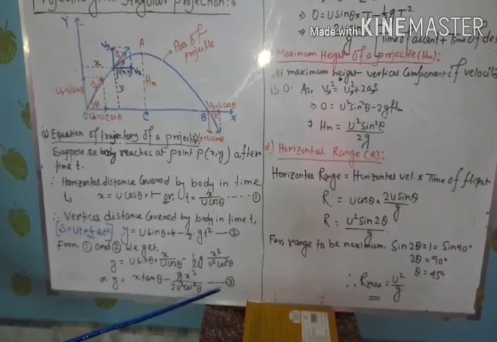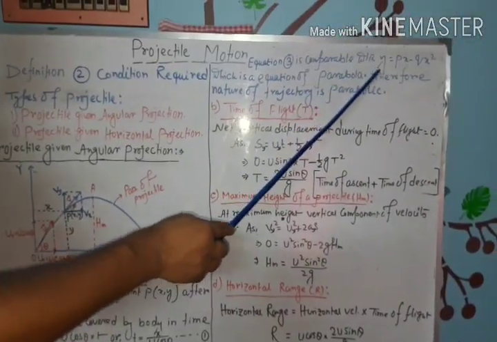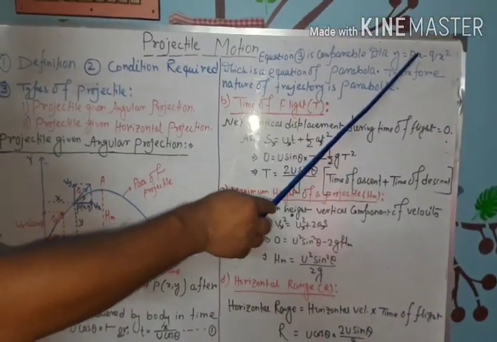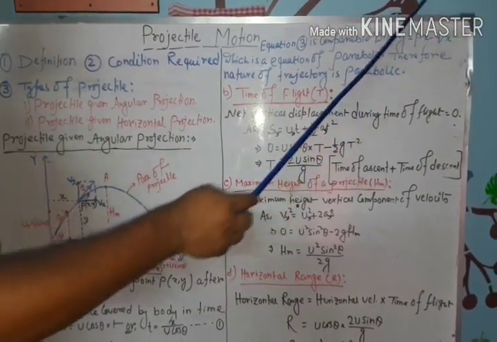And see equation 3 very carefully. This equation is comparable with the equation y equals px minus qx square, which is actually the equation of a parabola.